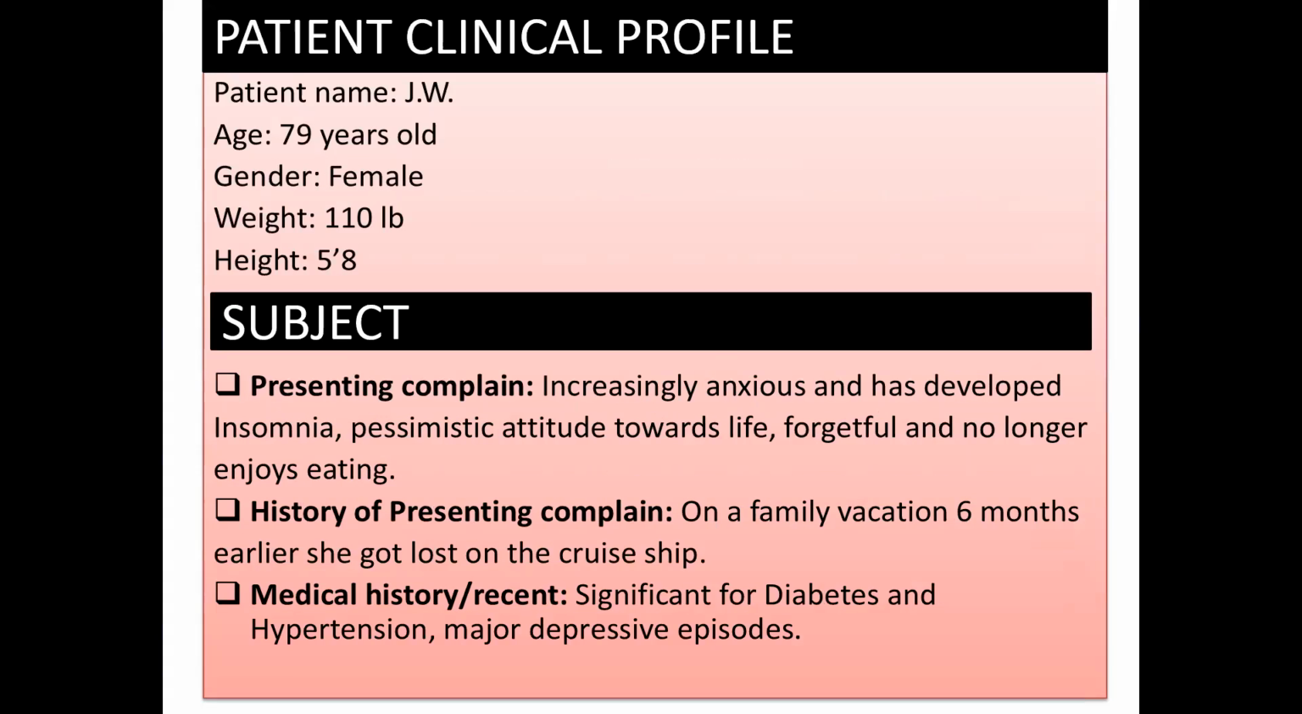Now moving towards the patient's clinical profile: the name is JW, age is 79 years old, gender female, weight is 110 lb, and height is 5'8". Subject: presenting complaint, increasingly anxious and has developed insomnia, pessimistic attitude towards life, forgetful, and no longer enjoys eating. History of presenting complaint: on a family vacation 6 months earlier, she got lost on the cruise ship. Medical history is significant for diabetes and hypertension that can trigger the symptoms of depression. The recent situation is that she is going through major depressive episodes.